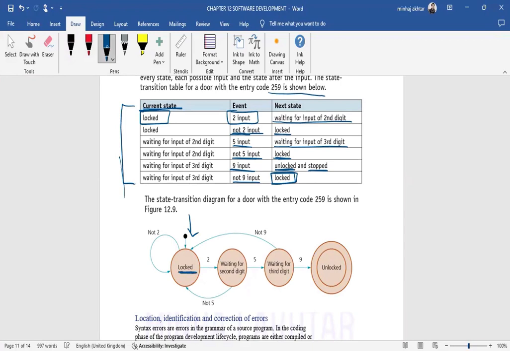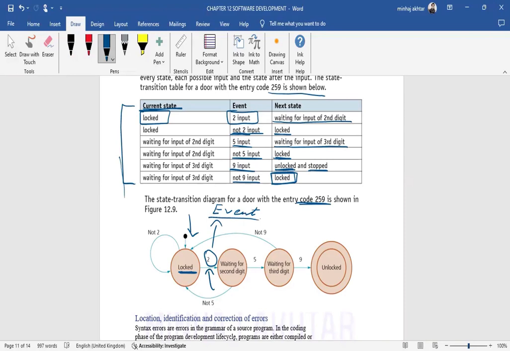And look, the door is locked. So what do we have to do? What is the password, guys? That's 259. What do I have to enter? 2. 259. Look, there is an arrow. What is that arrow called? Transition. The arrow is called transition. And this 2 is called the input, the event. Remember, guys, this 2 is called event.